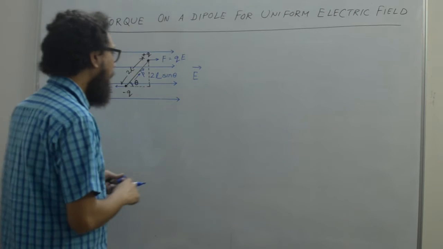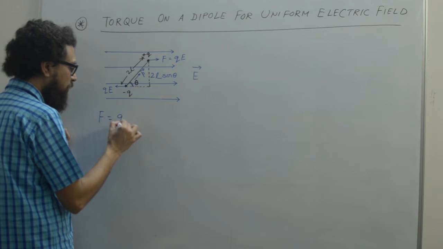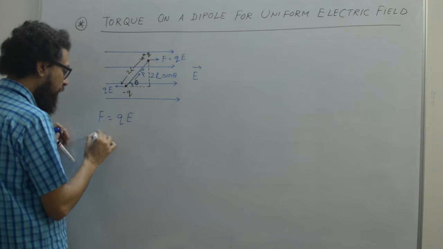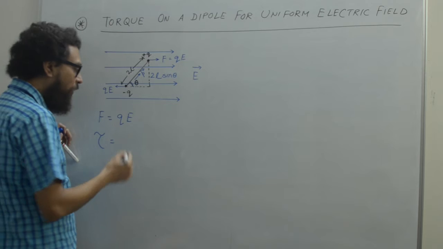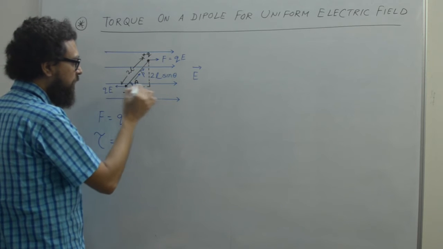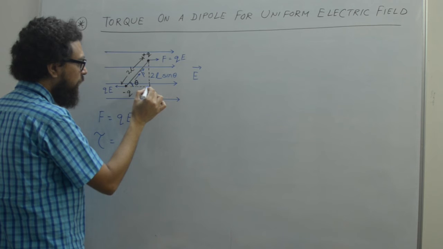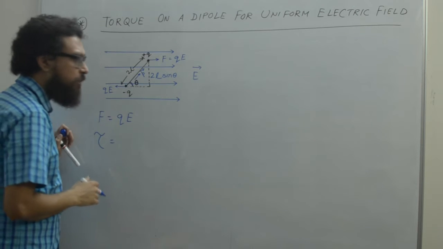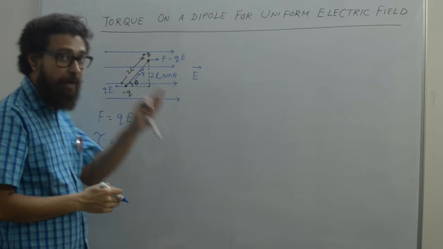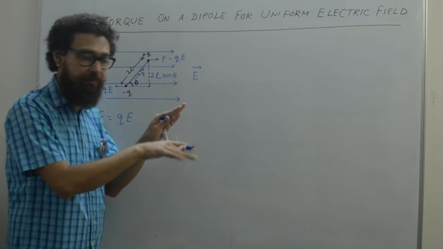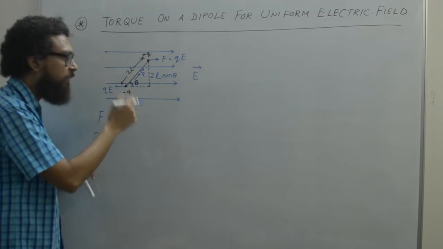So we have to calculate the torque. Now what is torque? Here force is equal to QE, and torque tau is force into perpendicular distance. This is the perpendicular distance between these two forces. If the length of the dipole is 2L, then this is of course 2L sine theta, where theta is the angle the dipole is making with the direction of the electric field.